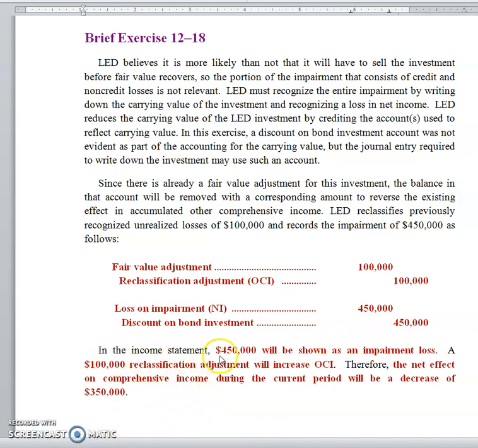Okay, so in the income statement, $450,000 will be shown as an impairment loss, and the $100,000 reclassification adjustment will increase other comprehensive income. So net effect on comprehensive income is decrease of $450,000, increase of $100,000, so decrease of $350,000. That ends our videos for Chapter 12.